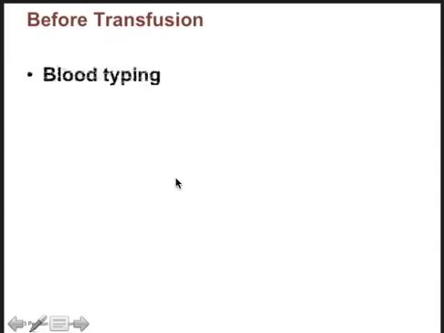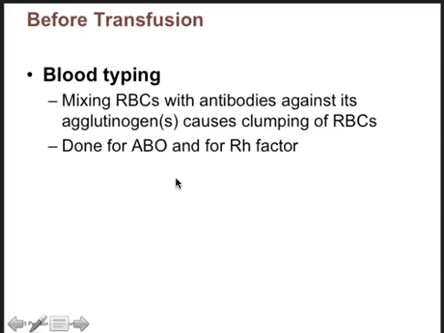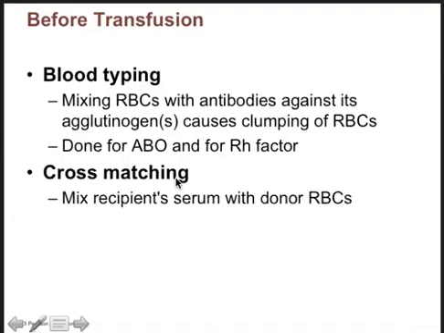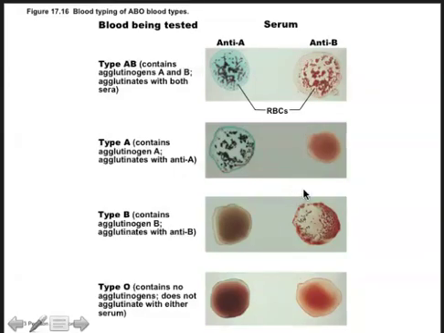Blood typing is generally done prior to a transfusion. It's done by mixing red blood cells with antibodies against its agglutinogens, and this causes clumping of the red blood cells if there is a positive reaction. It's done for both the ABO and RH factors. Cross-matching is where we mix the recipient's serum with the donor red blood cells prior to transfusion, and we mix the recipient's red blood cells with the donor serum. And what you're seeing here now is what happens when we have a positive or negative reaction.